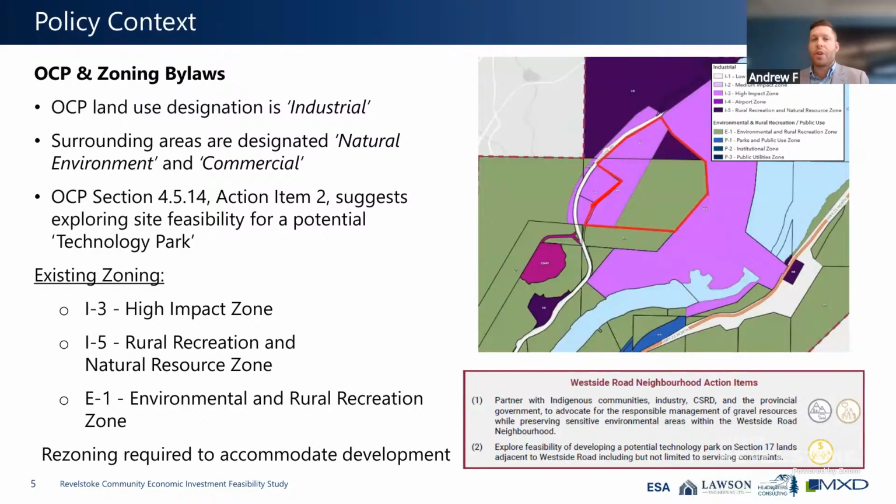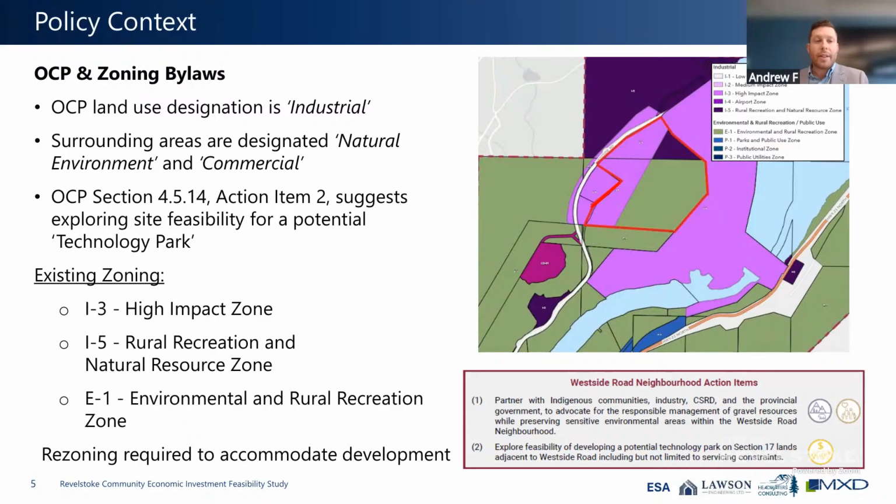Under the current official community plan and zoning bylaws, the land use designation is currently just industrial, with the surrounding areas as natural environment and commercial type areas. However, as noted in the introduction a while back, the OCP section 4.514 suggested exploring the feasibility for a potential technology park. In terms of this, we did undertake this assignment as well to understand what those opportunities were for a technology park, and we'll identify that as well, especially from a data and information of things type perspective.